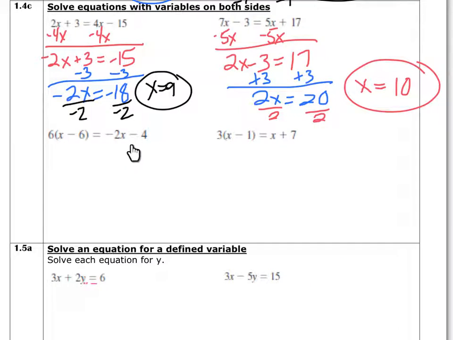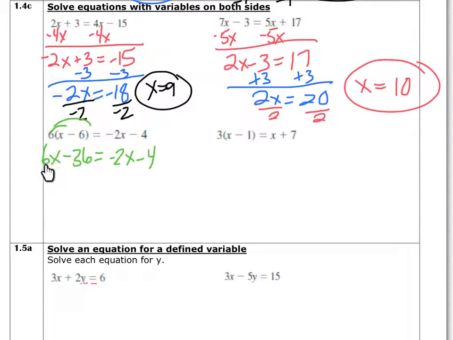This problem here, it looks like we first have to deal with the parentheses or do the distribution. So let's distribute the 6 to both pieces here. So 6 times x is going to be 6x. A 6 times a negative 6 is going to be negative 36 equals a negative 2x minus 4.